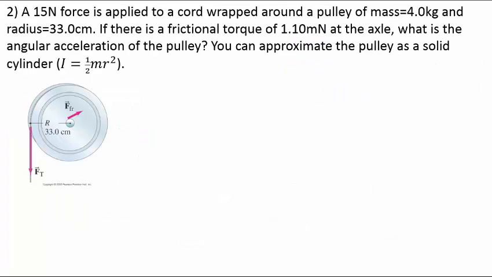So our next problem is another wheel. We've got a 15 newton force applied to a cord wrapped around a pulley with a mass of about 4 kilos and radius of 33 centimeters. If there's a frictional torque of 1.1 newton meters at the axle, what is the angular acceleration of the pulley? And we can go ahead and approximate the pulley as a solid cylinder which has a rotational inertia of 1/2 mr squared.